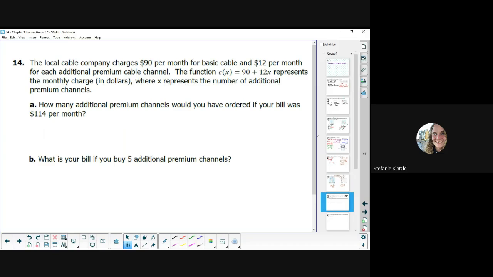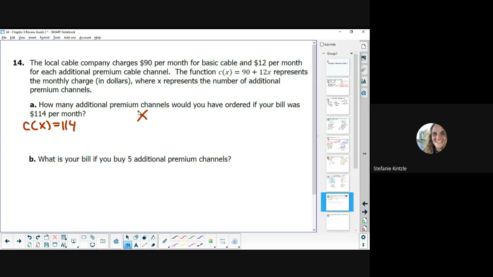Okay. What if you buy 2 additional premium channels? How much is it going to cost you? Yeah, 2 times 12 is 24. 24 plus 90 is 114. Okay, so how many additional premium channels, aka X, we're trying to find X, right? Because they said X represents the number of additional premium channels. So how many additional premium channels would you have ordered if your bill was $114 per month? So they told you the monthly charge, aka your bill, was 114. So they gave you C of X. They gave you the output.